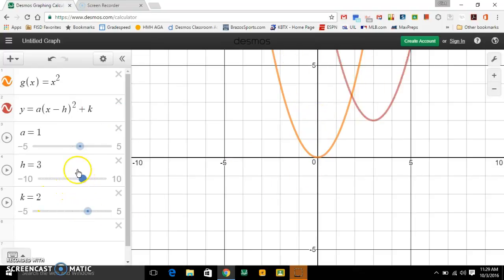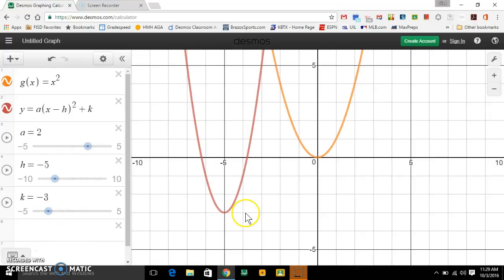So if I did all of these changes to the graph here, when A is 2, it's going to vertically stretch it by 2. It's going to be skinnier than the parent function. All right. H is 3, K is 2, so my vertex is 3, 2, just like that. If I make these negatives, now my vertex is -5, -3. And look, there's the values of H and K, -5, -3. So this is very, very similar to the absolute value functions, and that's about it.